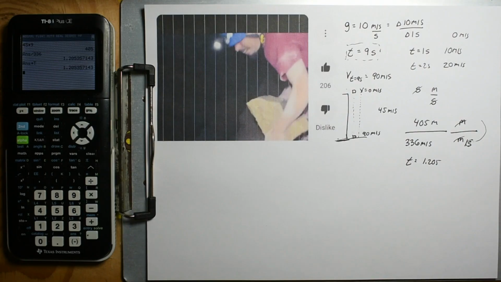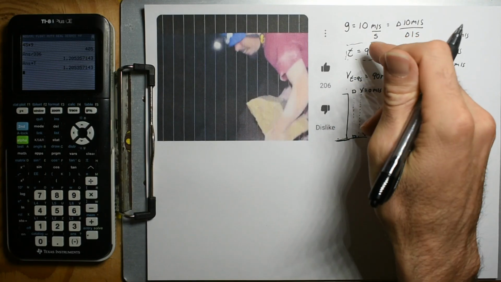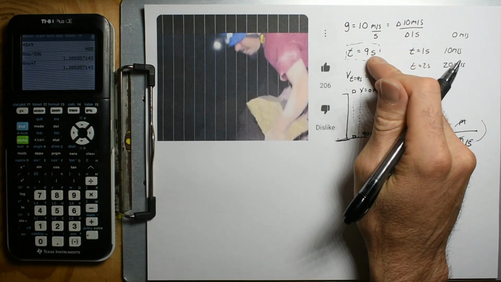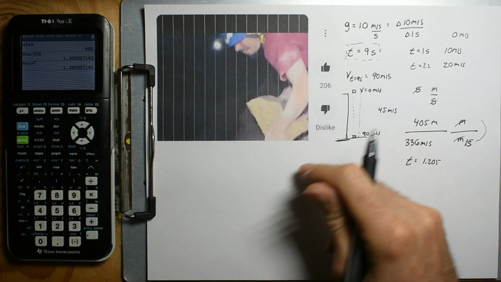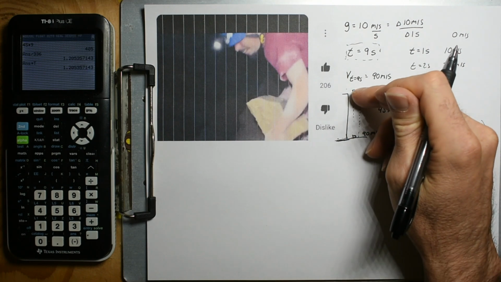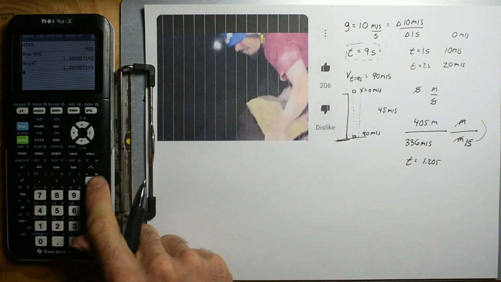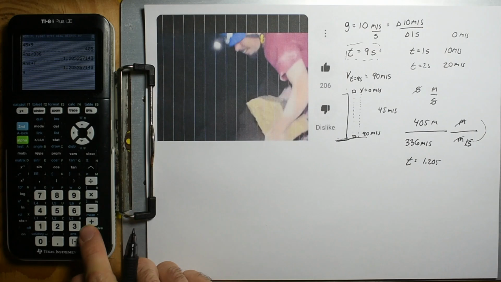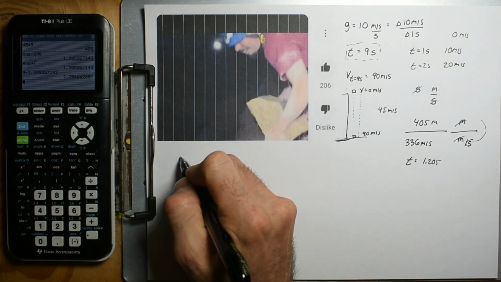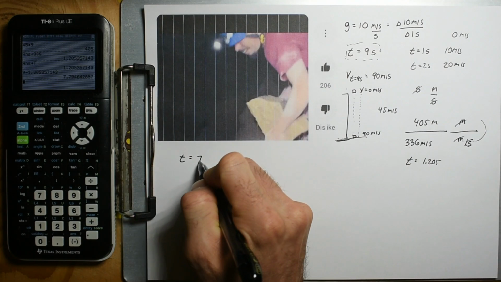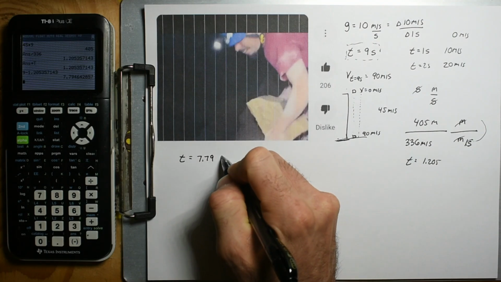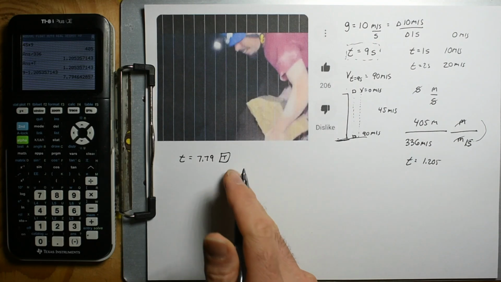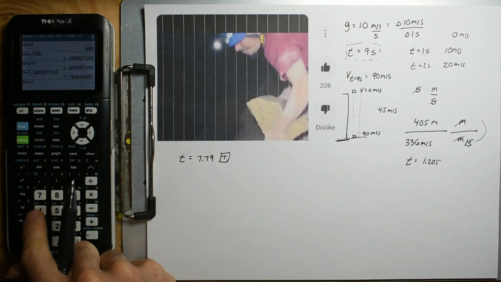We say that this rock did not fall for 9 seconds. 1.2 seconds was used getting that sound to travel back to our ear. So I'm going to take 9 minus that 1.2, and then I'm going to use this as my new time value. So I'm going to say t is 7.79. In my calculator, I'm going to store it as a letter t.